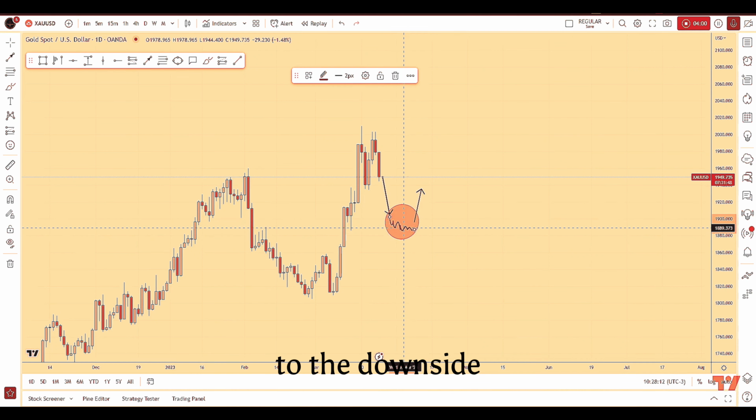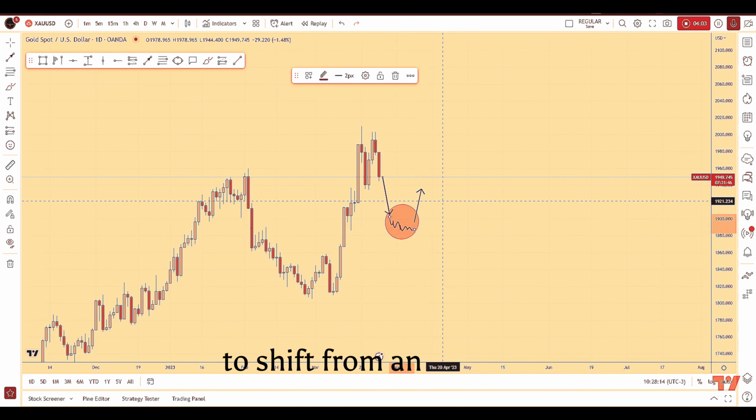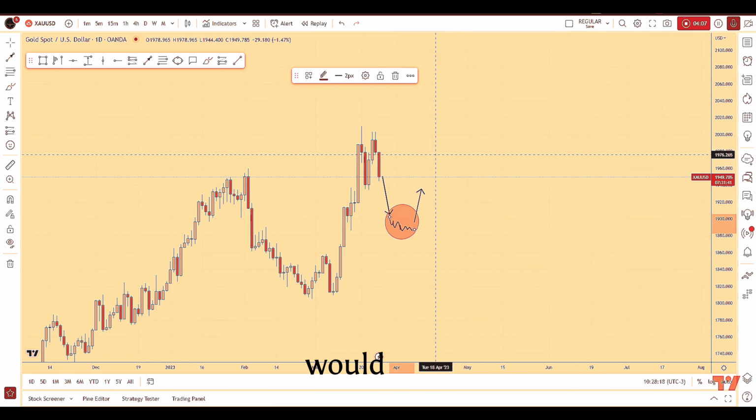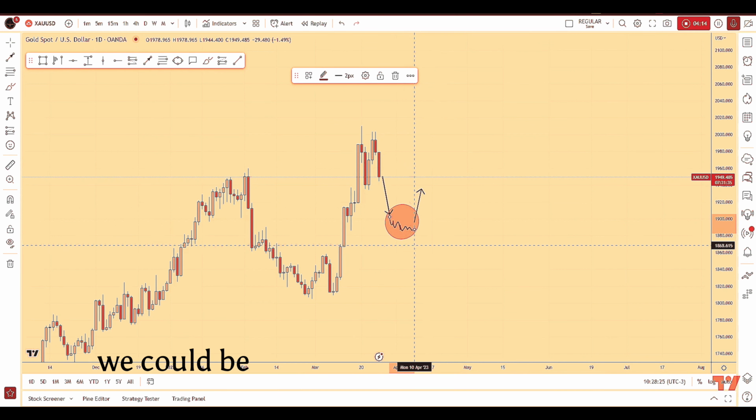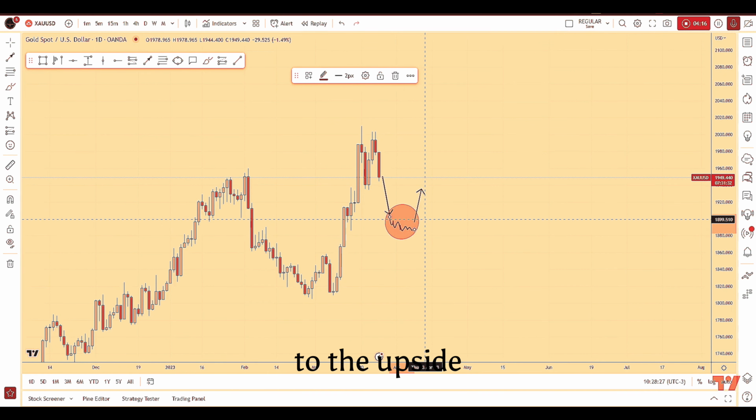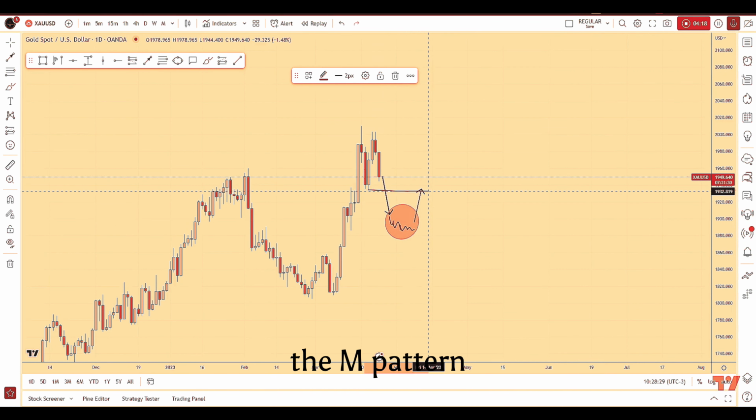Therefore, what we could be doing, potentially also with students, is monitoring price action from an intraday perspective during this move to the downside, waiting for the market to shift from an intraday bearish market, as we would have, to an intraday bullish market. And if the market would shift from an intraday bearish to bullish market and provide to us one of our valid entries, at that point we could be looking for a potential rejection to the upside for the market to complete the M pattern at the neckline.